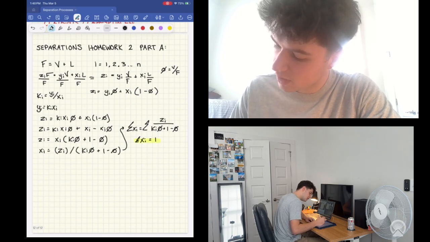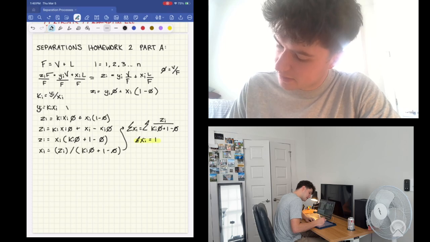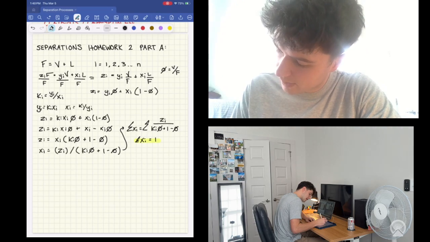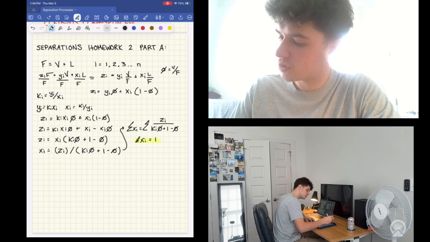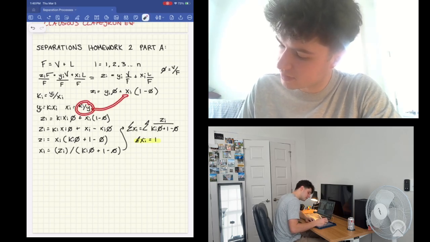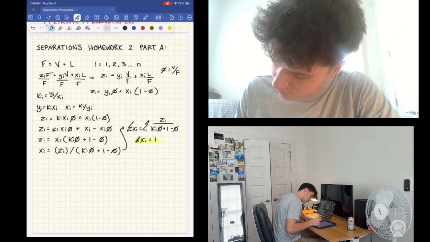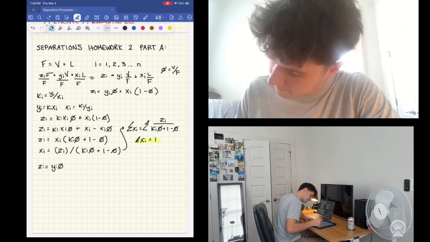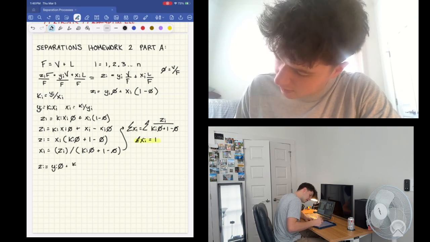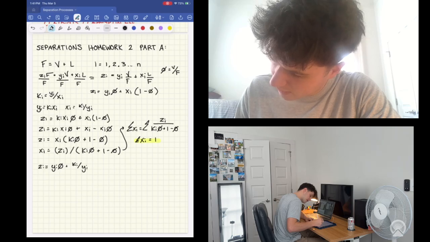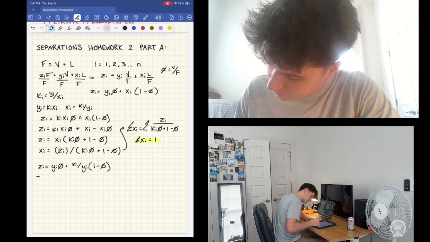And so in this situation, we know that x_i is equal to y_i over K_i. And now we're going to do the same thing, but swapping in this term wherever we see x_i. So we start out with z_i equals y_i phi plus y_i over K_i times 1 minus phi. Let's distribute everything out. A lot of algebra today.